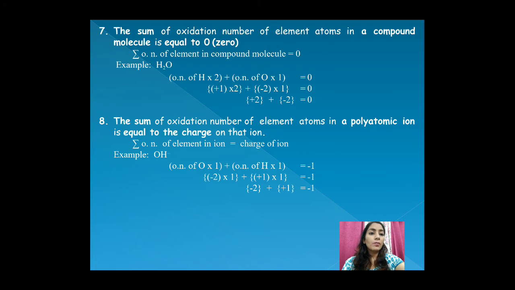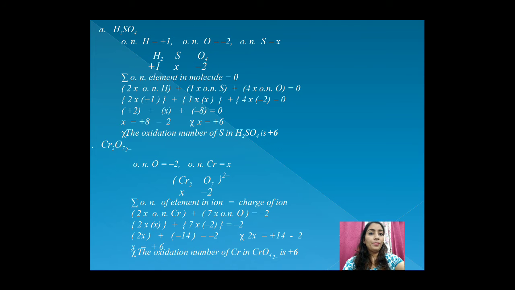The sum of the oxidation numbers of the atoms in a polyatomic ion is equal to the charge on that ion. Suppose there is some ion. In the case of the OH ion, the hydroxyl ion, the oxidation number of oxygen into 1 plus the oxidation number of hydrogen into 1 will be -1 because the total charge is -1. Oxidation state of oxygen is -2. Oxidation state of hydrogen is +1. So the total will be -1.